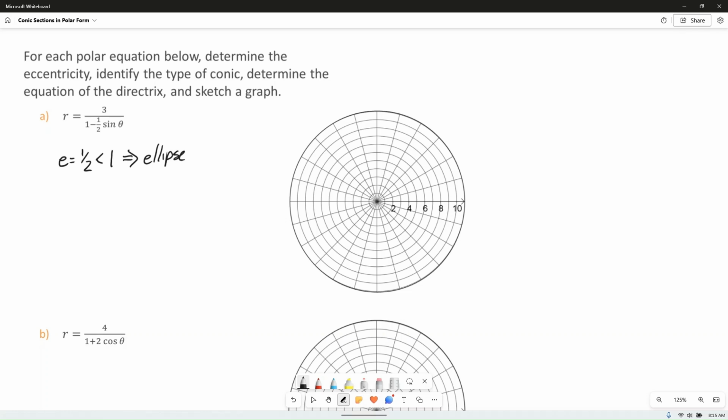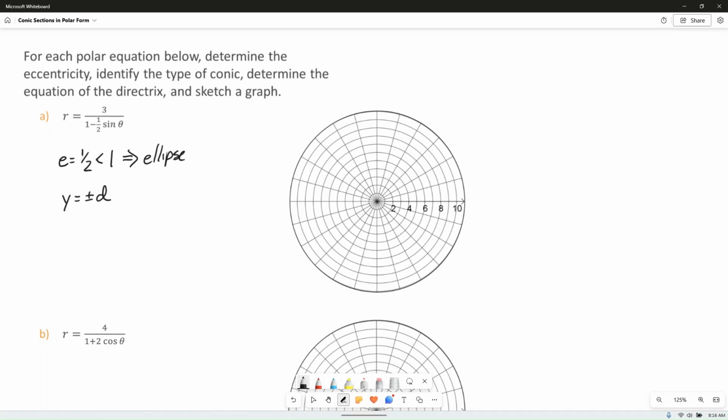Okay, so I've already hit two of the 4 things I need to do here. We have the eccentricity, and I know that it's an ellipse. Next, we want to figure out the equation of the directrix. Because the equation contains a sine, I know that this ellipse is going to be oriented vertically. And if it's a vertical ellipse, that means it has a horizontal directrix because they're perpendicular. So a horizontal directrix is going to have the form y equals plus or minus d.